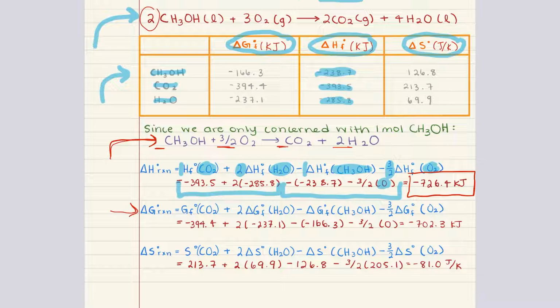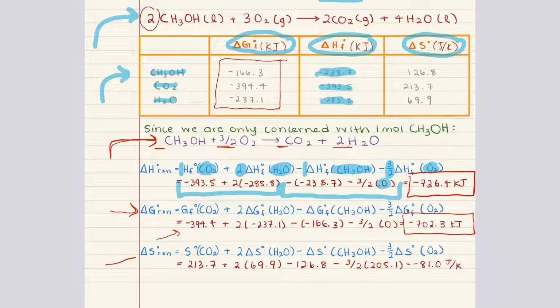We can then go ahead and do the same thing for the standard Gibbs free energy change for the reaction, getting our values for the standard Gibbs free energies of formation from the table and plugging them in. And what we get is that the standard Gibbs free energy change for the reaction is equal to negative 702.3 kilojoules.